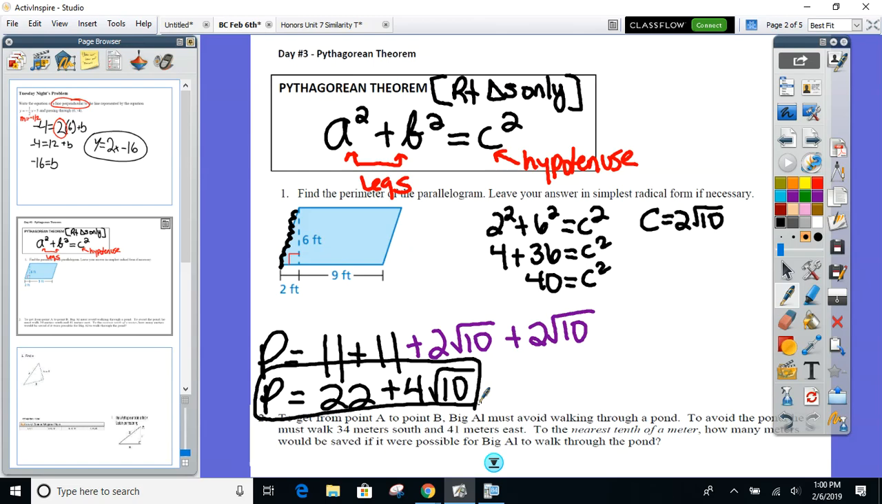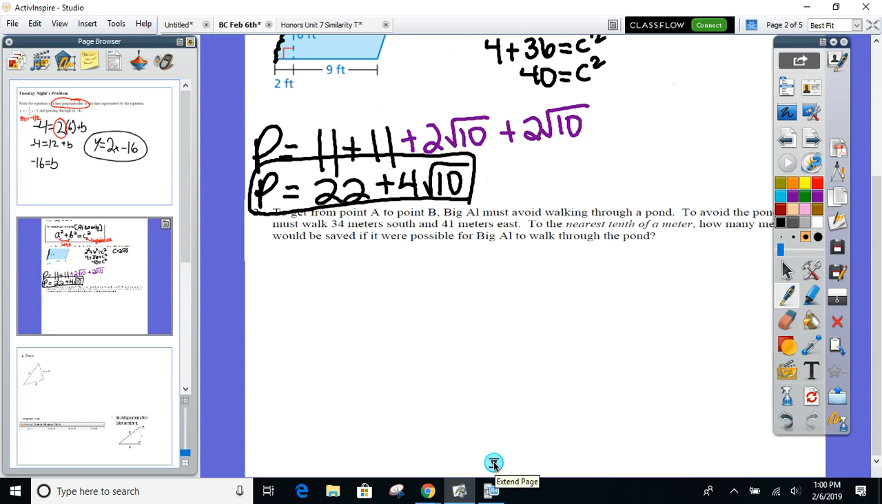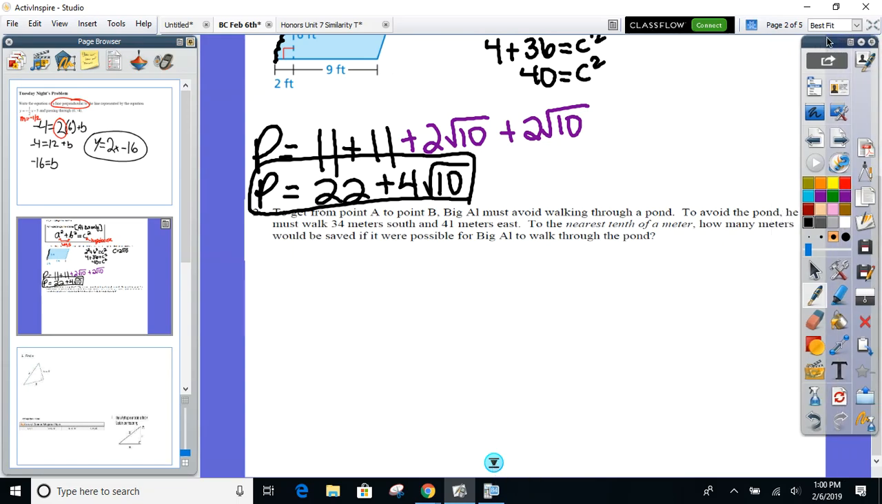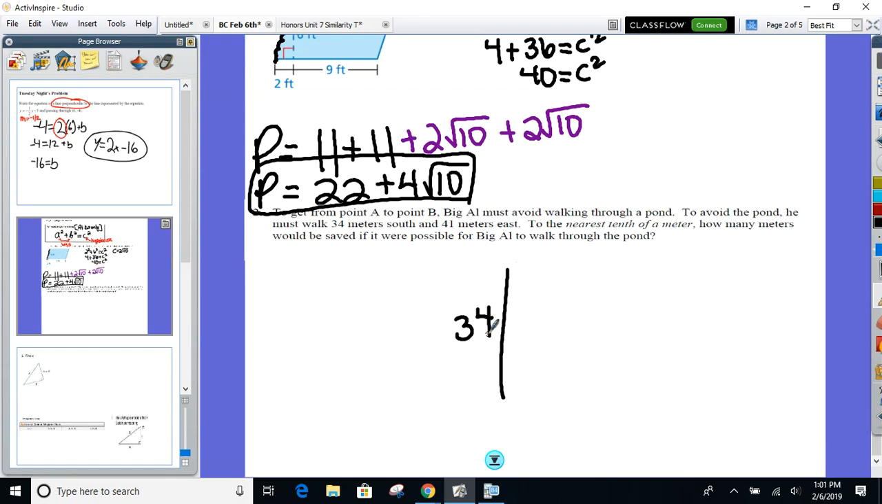We're okay. Perfect. Next one, where maybe Pythagorean theorem might be used. To get from point A to B, there's our boy. He's going to be making more of an appearance this semester. Big Al must avoid walking through a pond. To avoid the pond, he's got to walk 35 meters south, and 41 meters to the east. Because it's south and east, that's how I know what is formed here. Well, for now, a right angle.